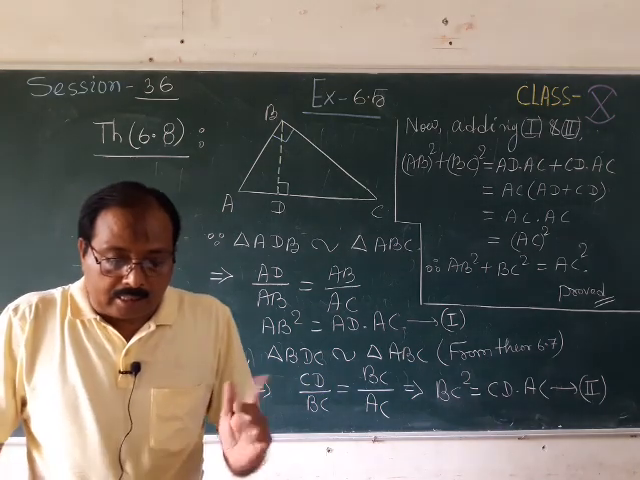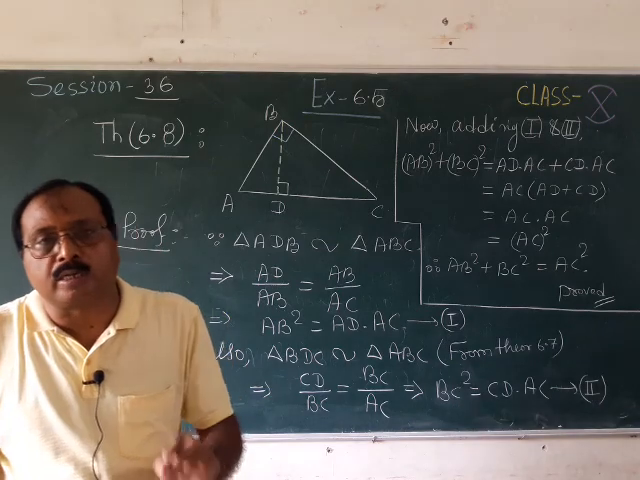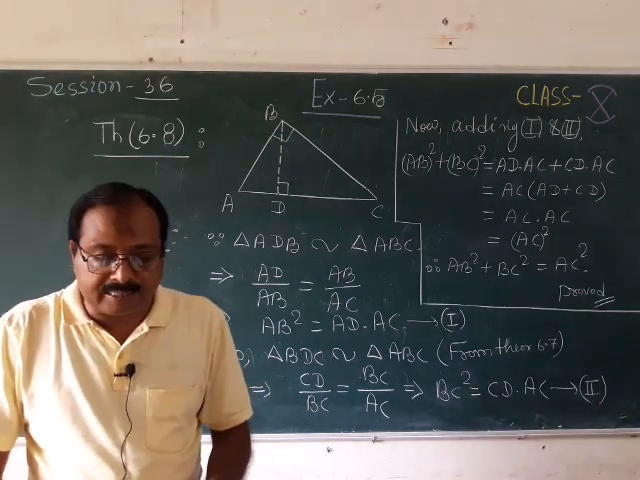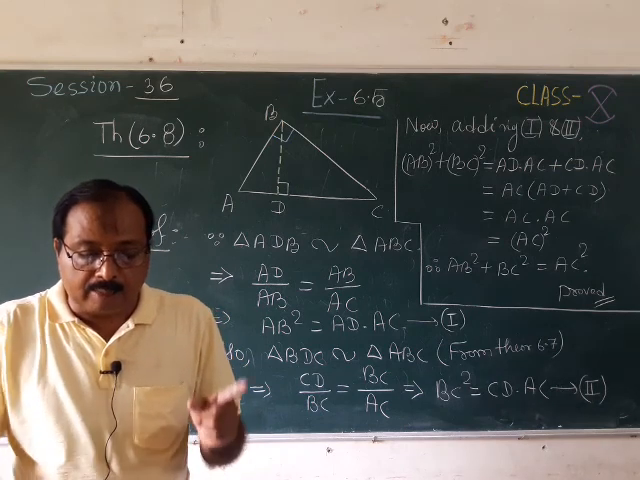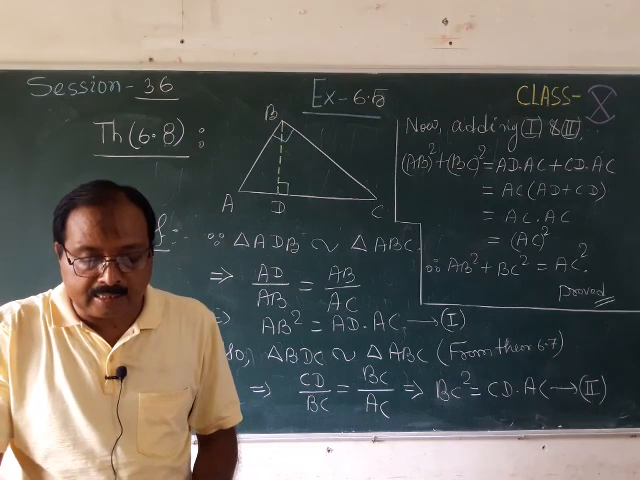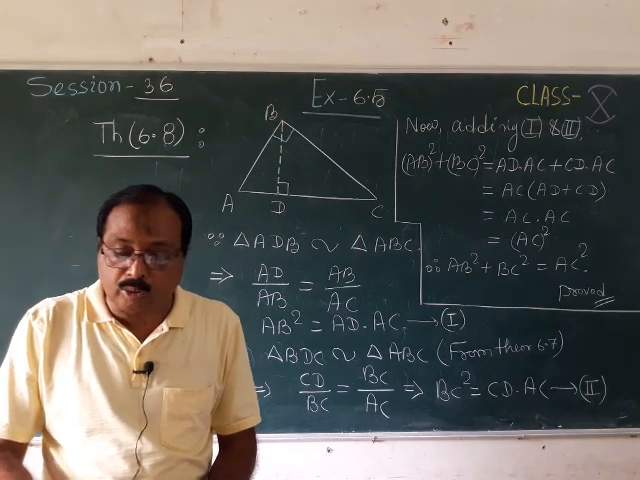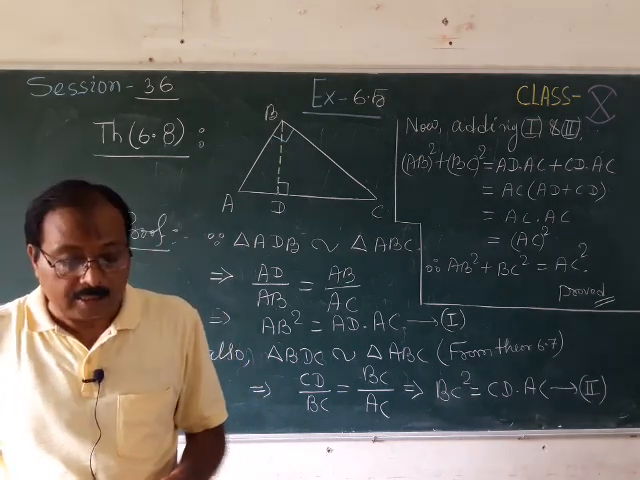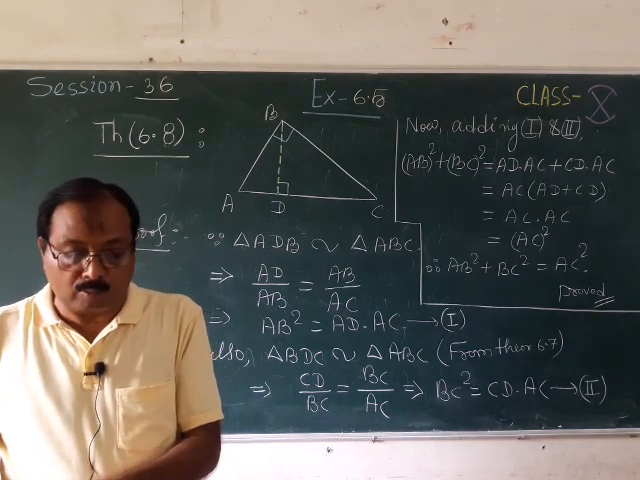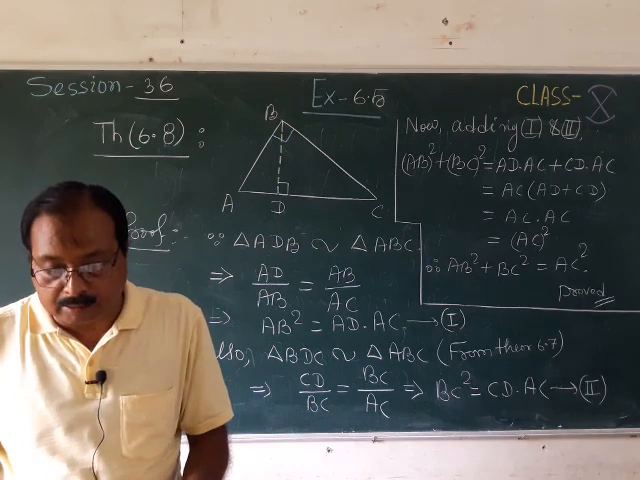Now I have to talk about theorem number 6.9. Actually in 6.9 proof is not required. We will understand the statement: in a triangle, if the square of one side is equal to the sum of the squares of the other two sides, then the angle opposite to the first side is a right angle. That is actually the converse of the right angle triangle theorem. So you need to write down this theorem number 6.9 also, and then write its mathematical explanation.